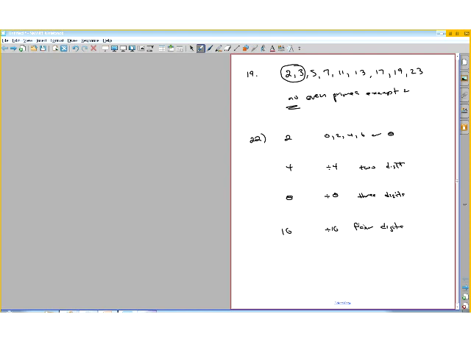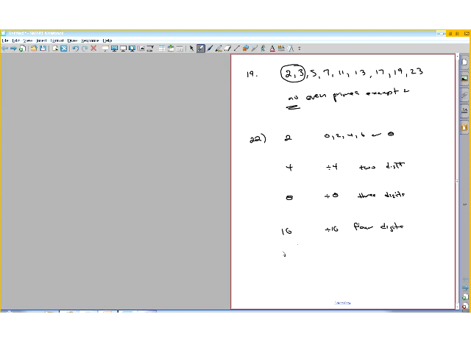Why is that? Well, if you take 100 and divide by 4, you get 25, so anything in the hundreds place can be divided by 4. So this is divisible by 2, 1 digit; divisible by 4, 2 digits; divisible by 8, 3 digits; divisible by 16, 4 digits.